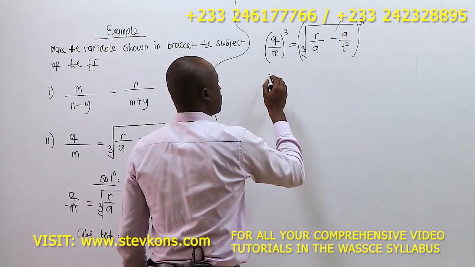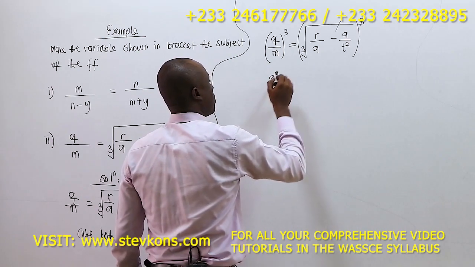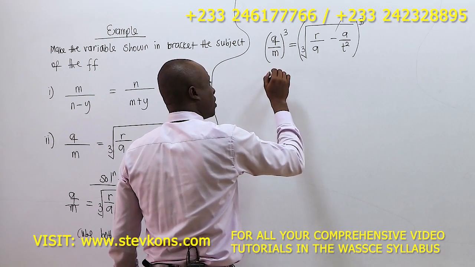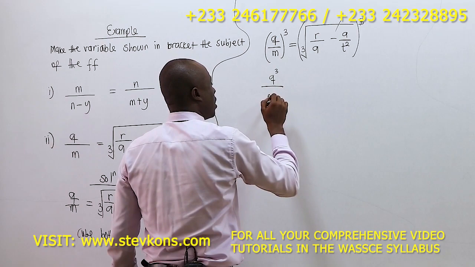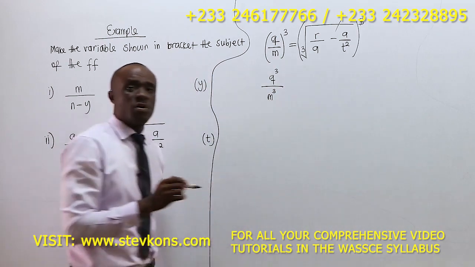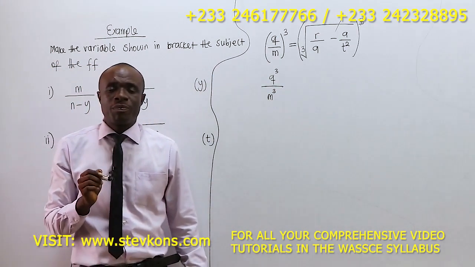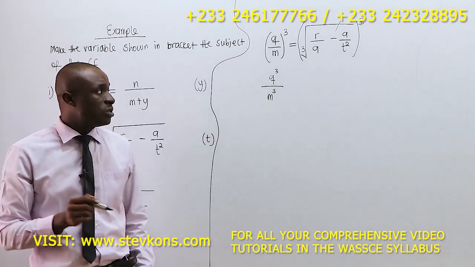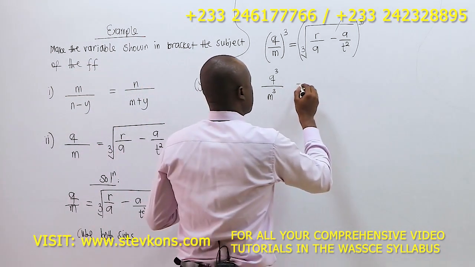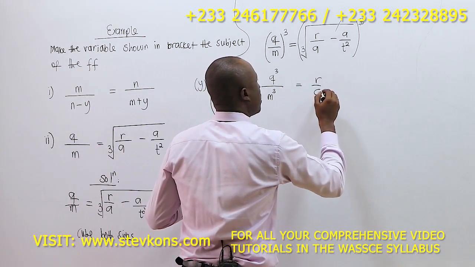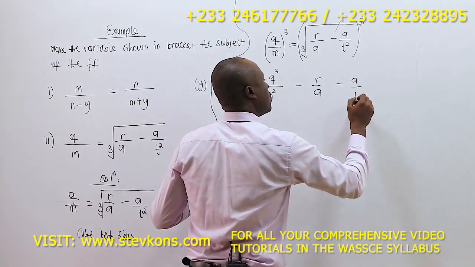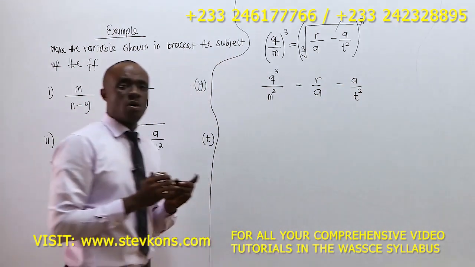So this is also the same as q to the power 3 over m to the power 3. Because if you have (a over b) to the power n, it's a to the power n over b to the power n. And this is equal to r over a minus a over t squared. We want to make t the subject.